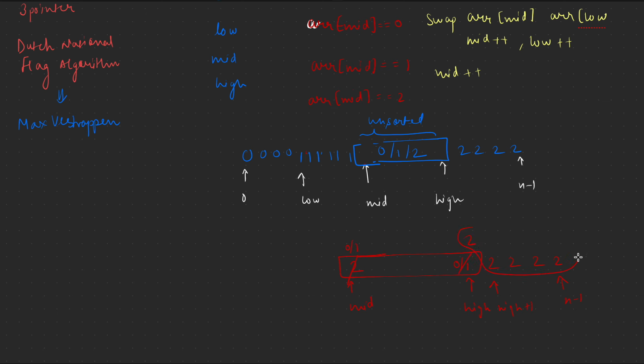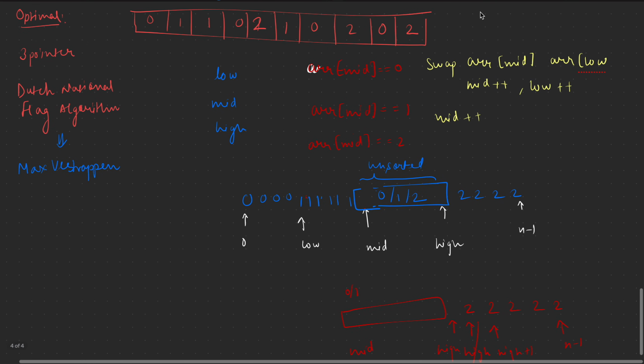As you can see now, this portion is sorted. Now this portion is sorted. So the unsorted part remains only this much. So we shift our high pointer to the previous element, and this becomes our unsorted portion.